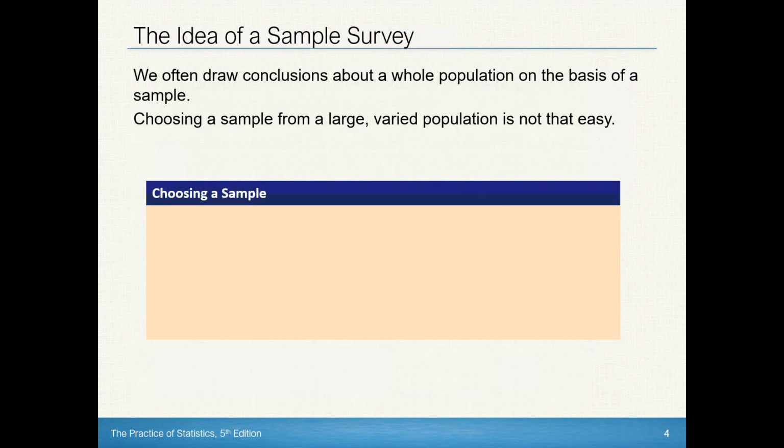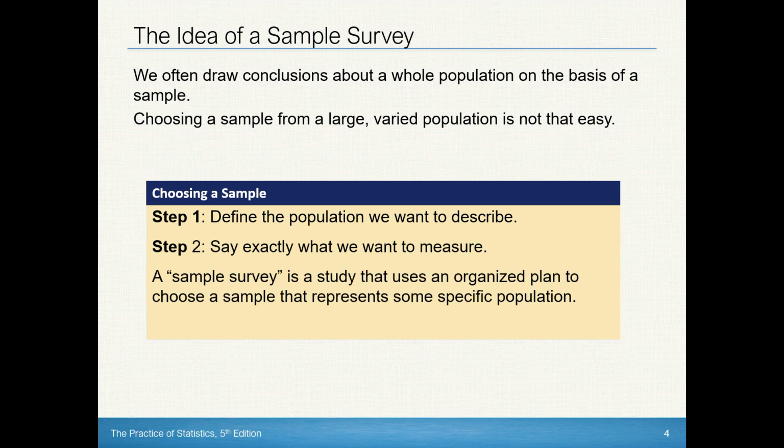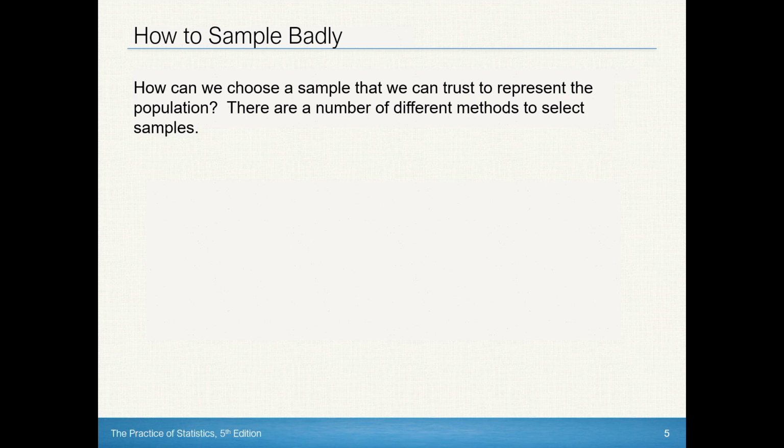We often draw conclusions about a whole population on the basis of a sample. So choosing a sample from a large varied population is important, but it's not easy. First of all, we want to describe the population we're interested in and say exactly what we want to measure. A sample survey is a study that uses an organized plan to choose a sample that represents some specific population. So then we need to figure out how we're going to get that sample out of the population. How can we choose a sample that we can trust to represent the population?